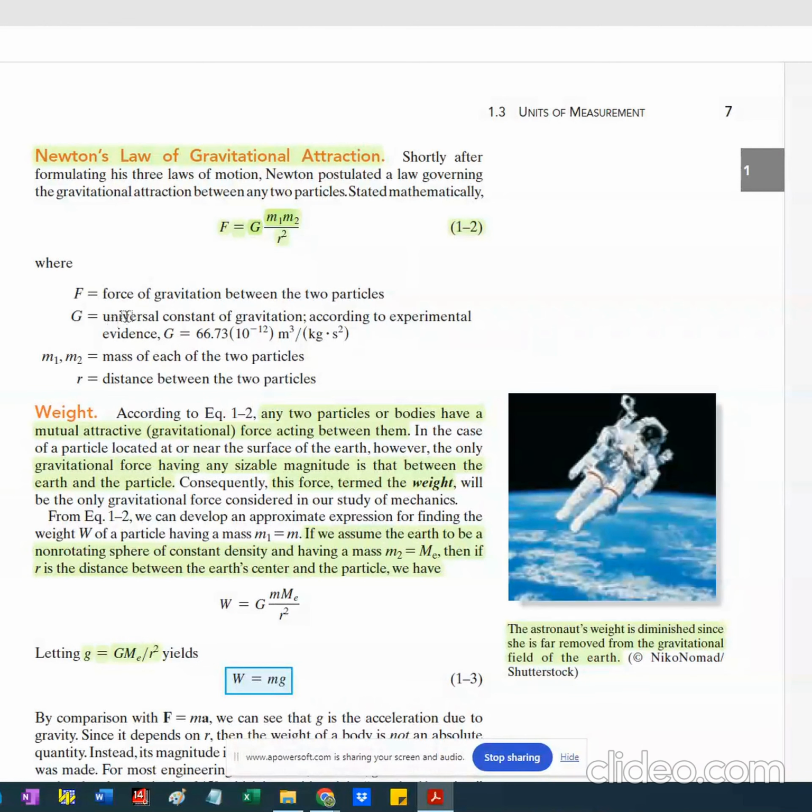So we have the universal constant of gravitation. It was measured experimentally, and these are the masses of the two bodies, and this is the distance between their centers of mass. Here it talks about particles, so we're assuming them to be dimensionless, and the distance between particles will be the distance between their centers. We haven't talked about center of mass or center of gravity, but this is what this r is. Okay, so this constant was first determined experimentally by a scientist named Cavendish, if I recall the name correctly.